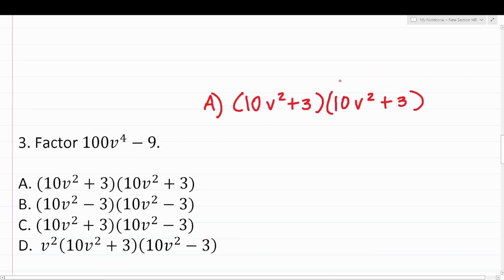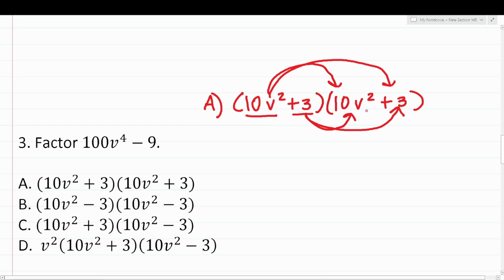And we're multiplying two polynomials together. So I'm going to take this 10v squared, and I'm going to multiply it here and here. I'm going to take this 3, and I'm going to multiply it here and here. 10v squared times 10v squared is going to be 100v to the fourth. 10v squared times 3 is going to be plus 30v squared. 3 times 10v squared is going to be plus 30v squared. And 3 times 3 is, of course, 9.